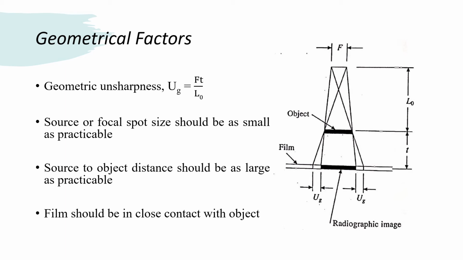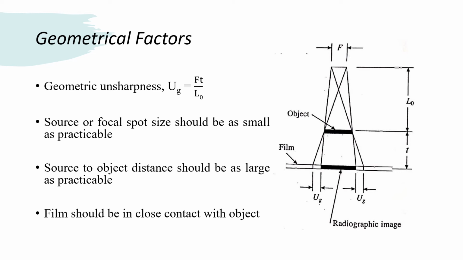UG equals f t divided by L naught, where f is the focal spot size, t is the distance from the object to the receiving plane, and L naught is the distance from the source to the object.